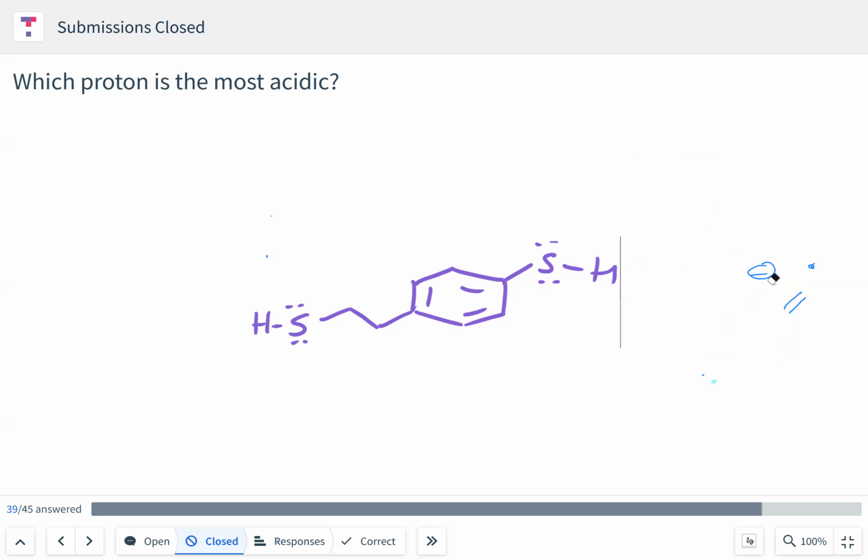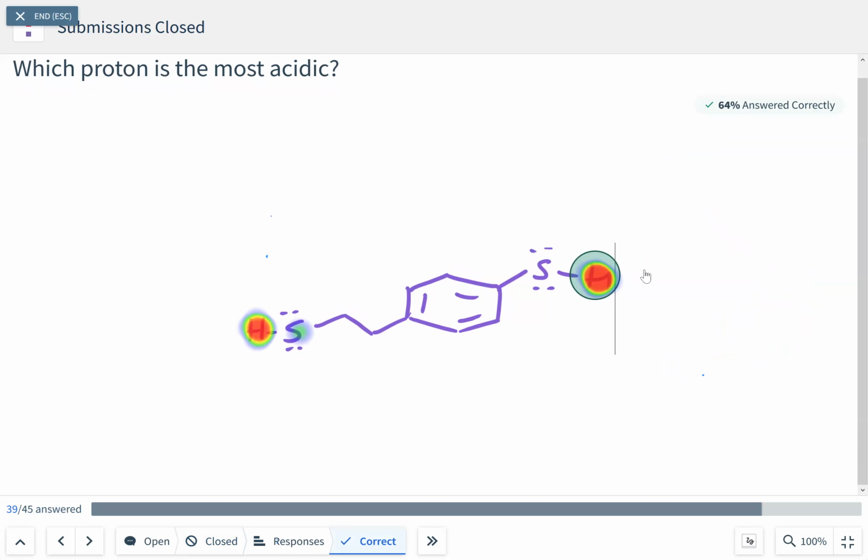So the correct answer is, let's see what the responses were. This proton over here, and so that is the correct one. When this is removed, it can be stabilized by resonance, so this proton will be more acidic because the corresponding conjugate base is stabilized by resonance. All right, good.